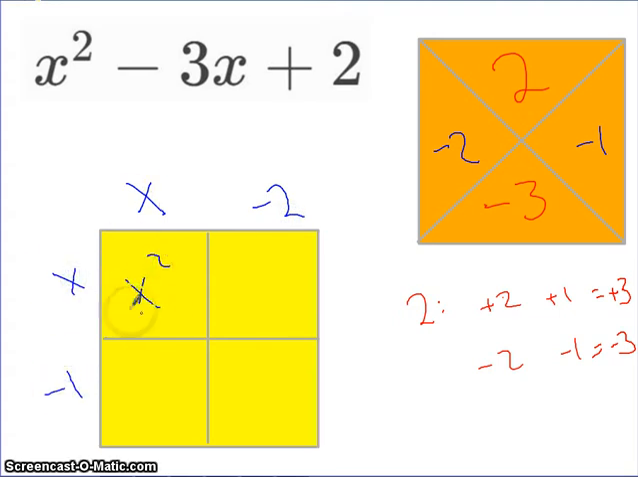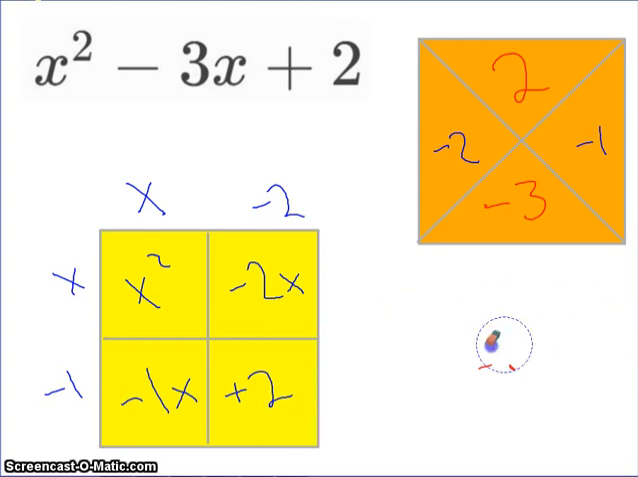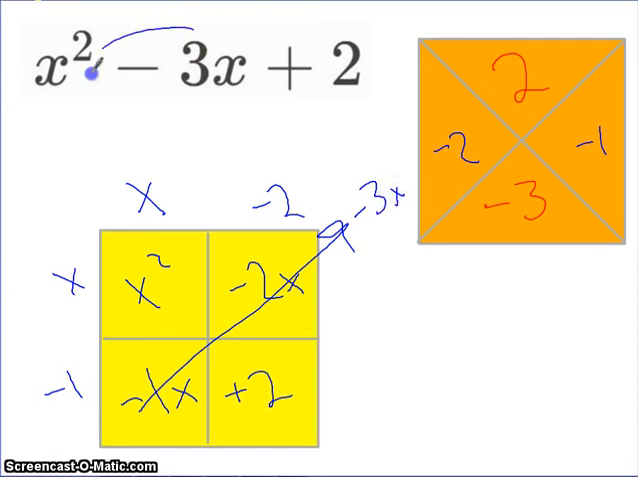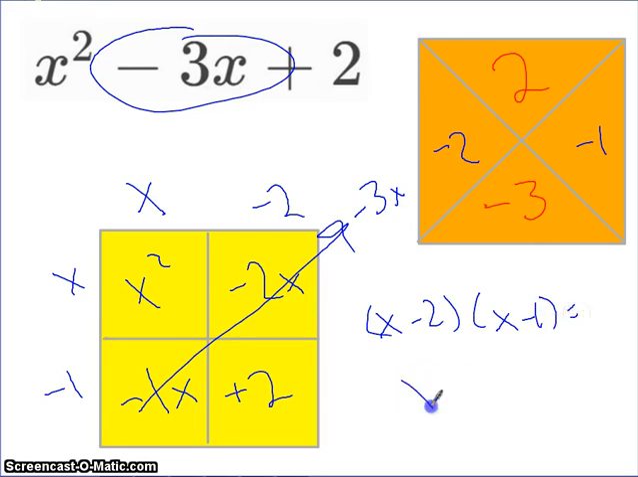So x times x is x squared. Negative 1 times x goes here. Negative 2 times x goes here. And negative 2 times negative 1 is positive 2, because two negatives make a positive. When I add the two diagonal terms, negative 2x and negative 1x, I get negative 3x, the middle term I was looking for. So x minus 2 times x minus 1 is equal to x squared minus 3x plus 2. All right, pause here. Moving on to the next one.